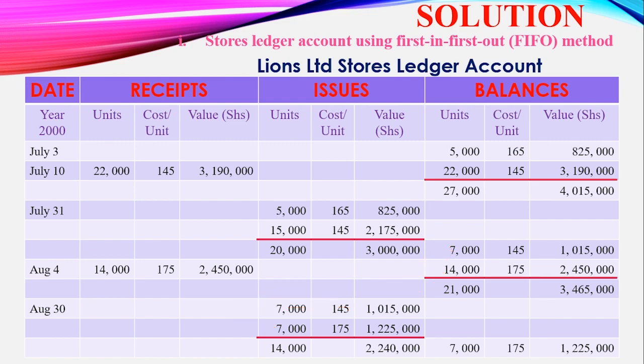Now, what is the balance? Out of these 14,000, we have issued 7,000. So what is remaining? We are remaining with 7,000 units, and the price of these units is 175 shillings per unit, and that is a total of 1,225,000. So that is what we are now remaining with in our stores. That is what we have currently. So we move to the next transaction.